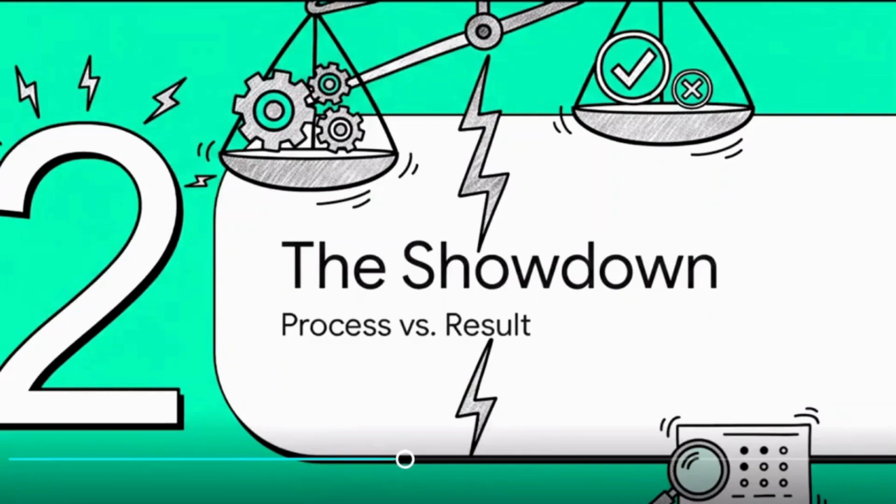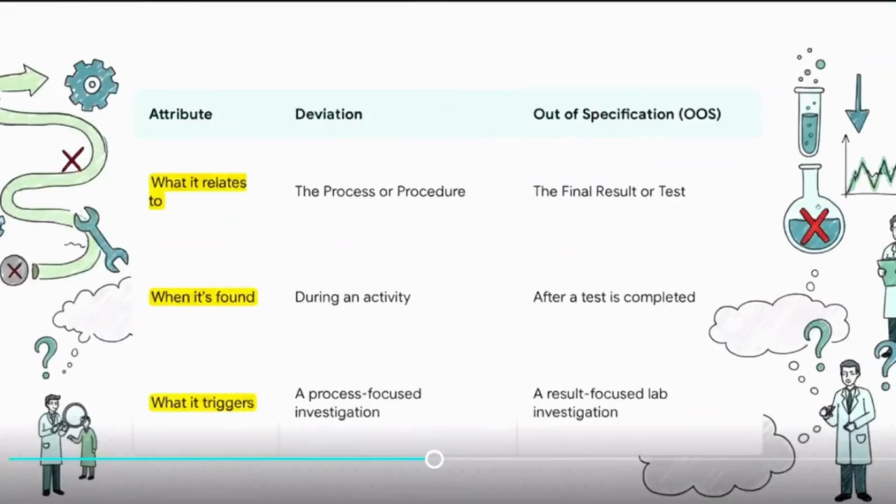All right, so we've got our definitions down. Now for the main event. Let's put them side by side, because this is where it all just clicks into place. Okay, look at this. This slide is everything. Let's break it down. A deviation, that's all about the process or the procedure. But an OOS, nope, that's about the final result or the test. And when do you find them? You'll spot a deviation during the activity as it's happening. An OOS, though, you only find that out after a test is totally done. And this is the big one.